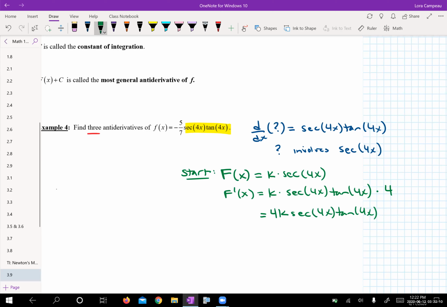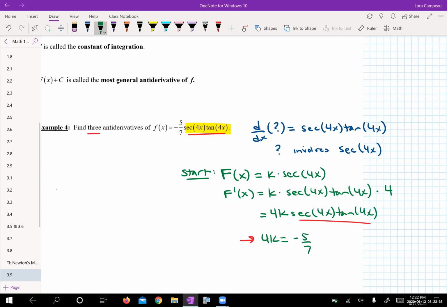And now what I'm looking at is, well, I see the secant 4x, the tangent 4x. So now I'm going to look at comparing the coefficients. So that's going to give me 4k equals -5/7.